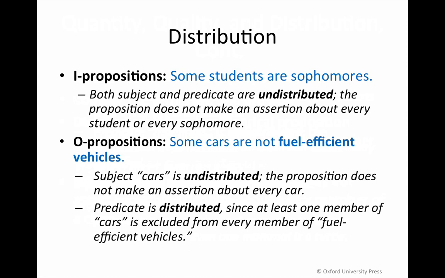Why are the I proposition's classes undistributed? Because we only know that there is at least one S that's a P, and conversely, at least one P that's an S, but we don't know about the entirety of either class. The O proposition, on the other hand, tells us that the entirety of the fuel-efficient vehicles class excludes from itself at least one thing, namely cars. So notice that the predicate class is distributed. The subject class is not.